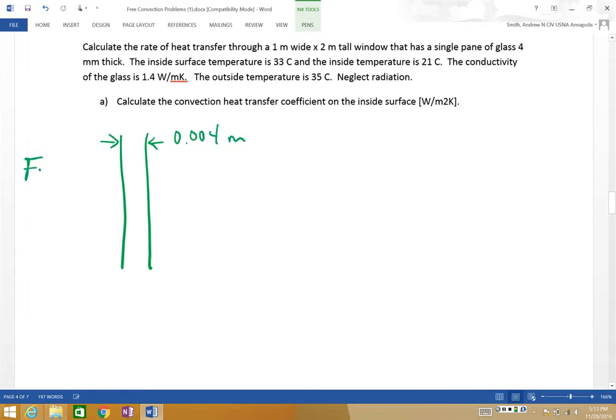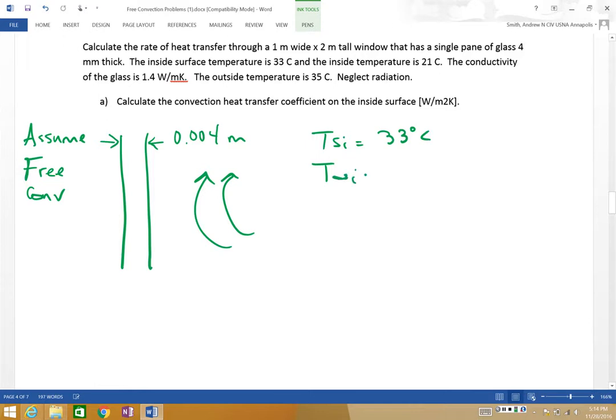Okay, and the thickness of our window is 0.004 meters, 4 millimeters. Now on this side we're going to have free convection because it's inside. On this side we don't know. So here on the outside we're not going to assume free convection. So I know T surface inside is 33 degrees C, and I know T infinity on the inside is 21 degrees C.